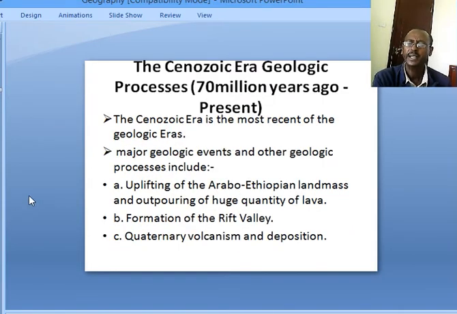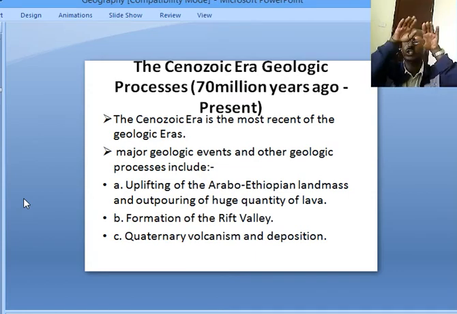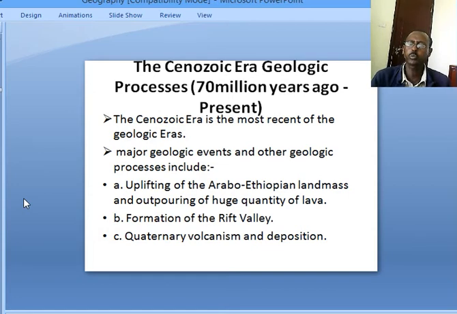The third one, the Cenozoic era, the geological process from 70 million years ago up to the present time, is the most recent of the geological eras. The major geological events and processes include: one, the uplifting of the Arabo-Ethiopian landmass and the outpouring of a huge quantity of lava from it. The lava started to come out of the surface of the earth.